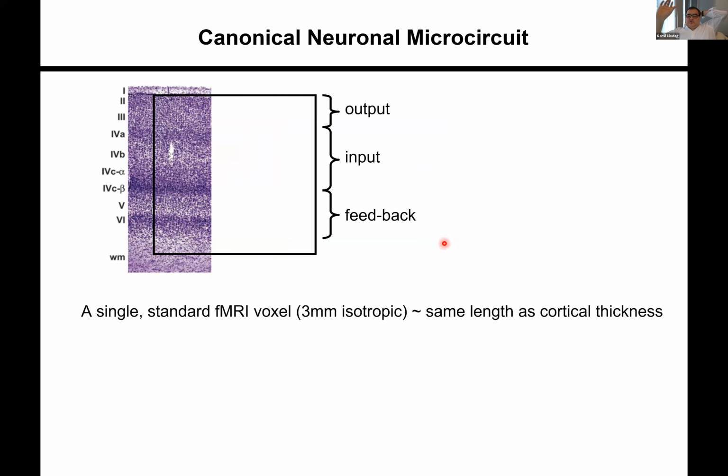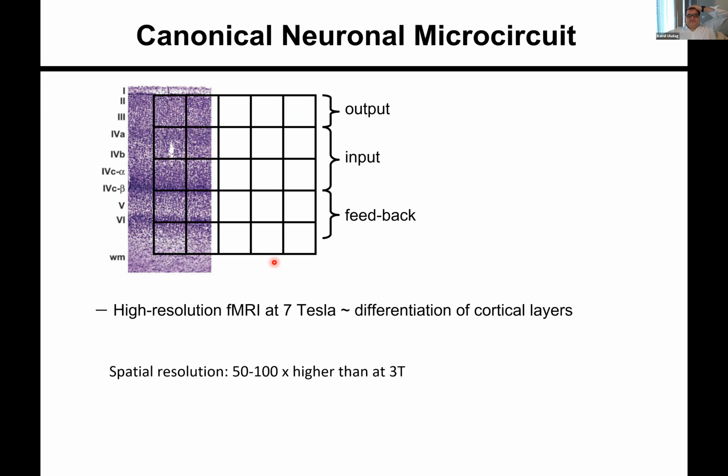Now, I told you that the cortical thickness is around 2 to 4 millimeters. In standard fMRI, the voxels are approximately 3 millimeters thick, which means a voxel is outlined here. We cannot look into different layers in the brain using standard fMRI approaches. We cannot look at output, input, and feedback in the brain with standard fMRI voxels, because the cortical thickness is approximately in the same dimension as the voxel dimensions in fMRI.